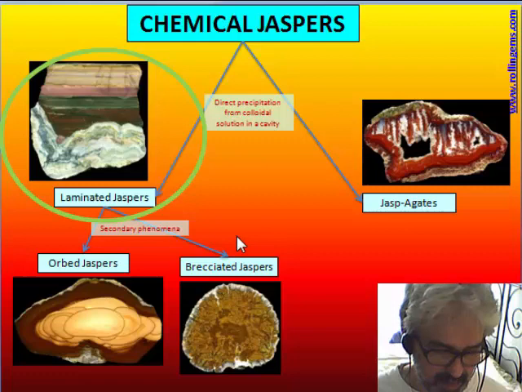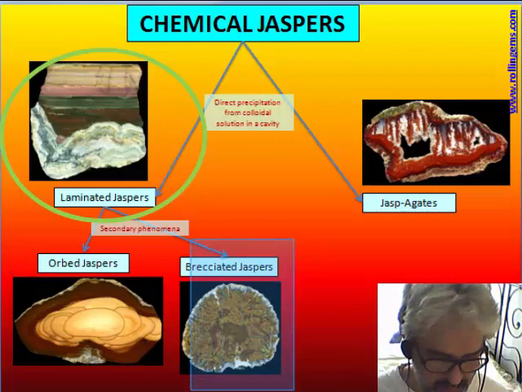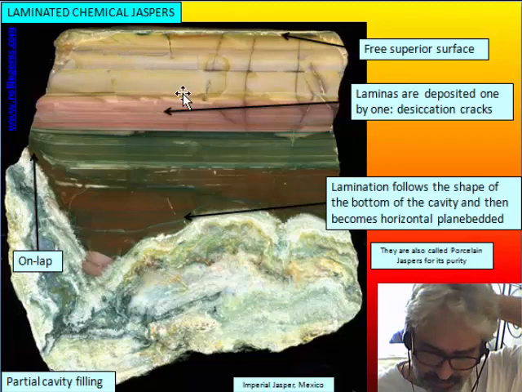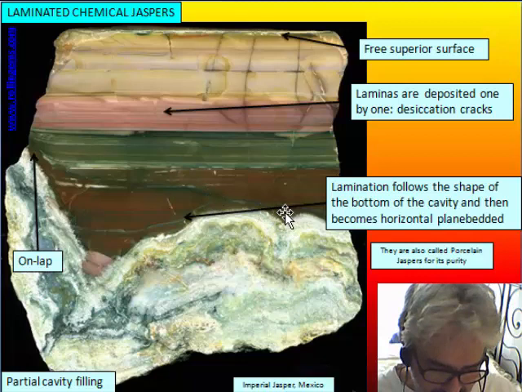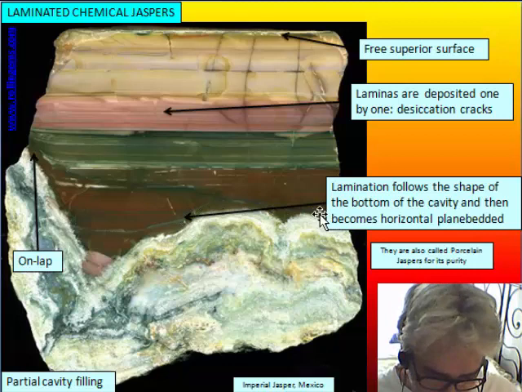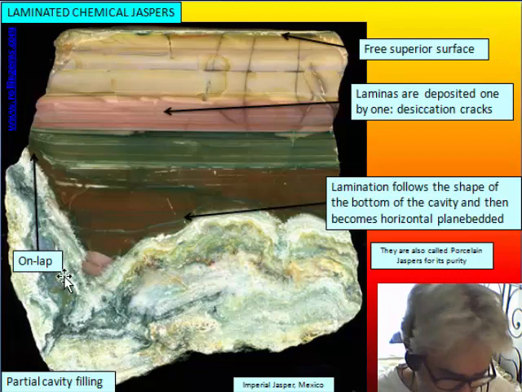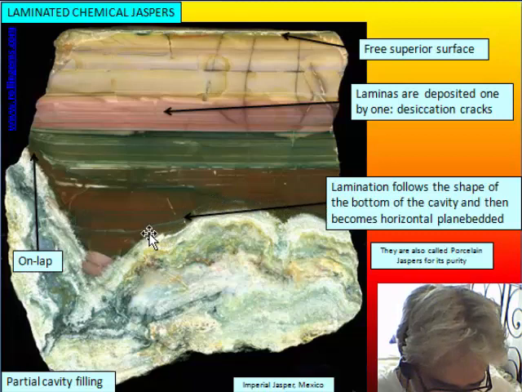So we will talk about these two groups in different videos, when we know more or less how the laminated jasper forms. Okay. Laminated chemical jasper are characterized by lamina. Lamina start to deposit in a cavity, draping the floor of the cavity. This is the cavity wall, the base of the cavity, is magnesite, I think, and we see that the first lamina are draping the base, and in this case they make onlap.